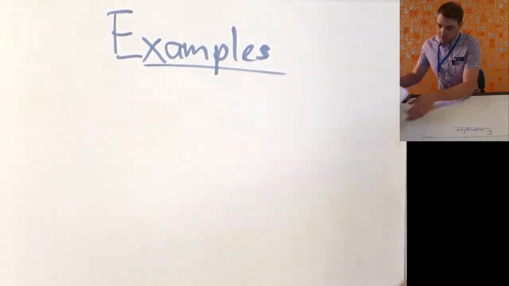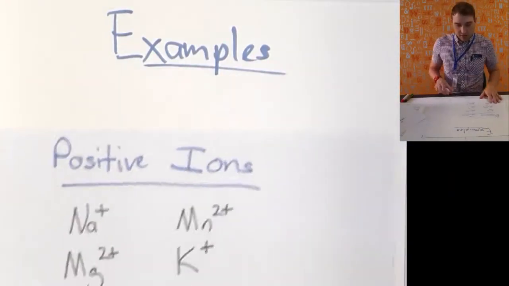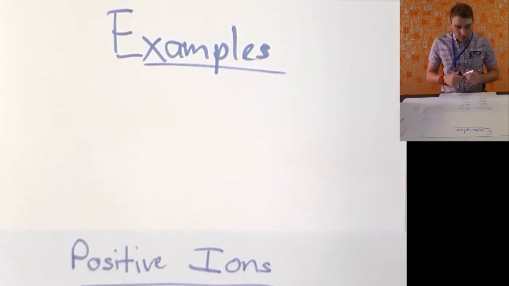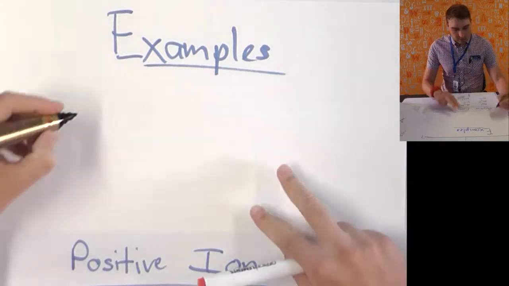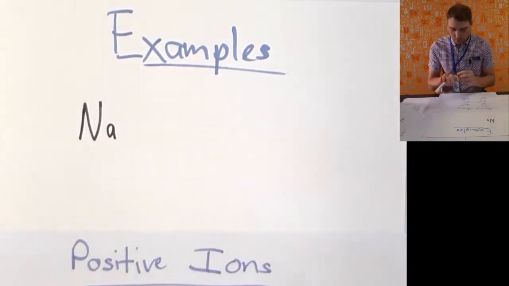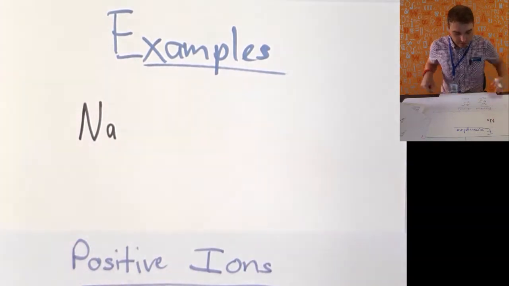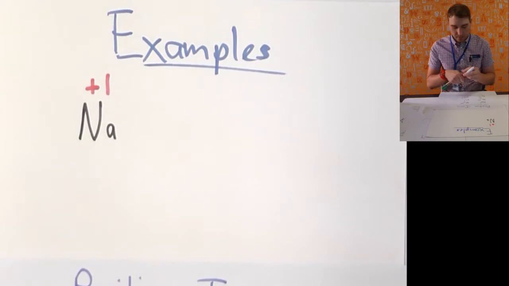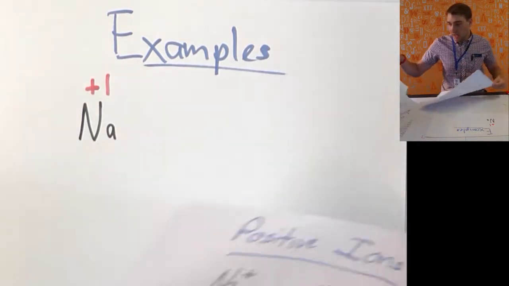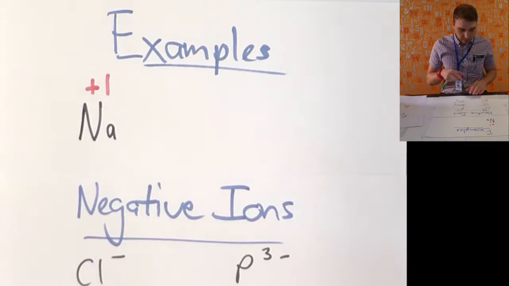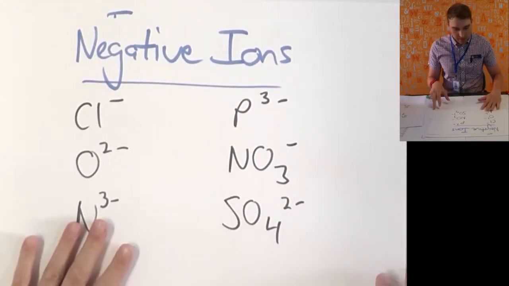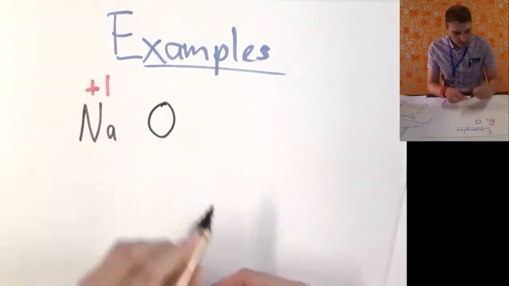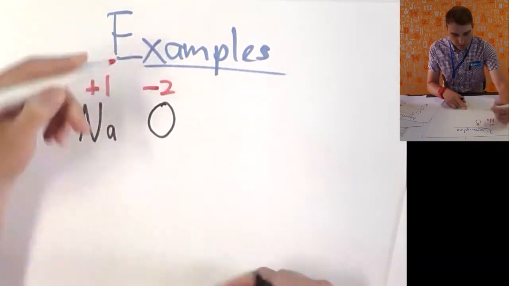I'm going to pick a positive ion, just at random from my list, so I'll choose sodium. So we write down the symbol. I'm going to write the charge above. So sodium +1. I'm going to put +1 above. Then I'm going to select a negative ion at random. I'm going to pick the oxide ion, O2-. So write down the O, and I'm going to do -2 above.